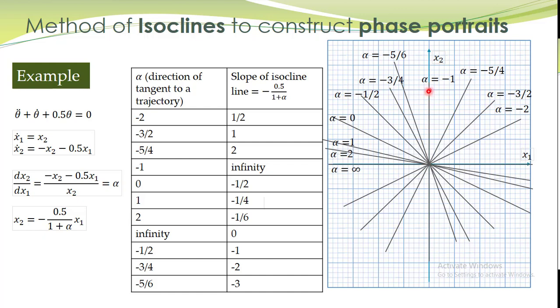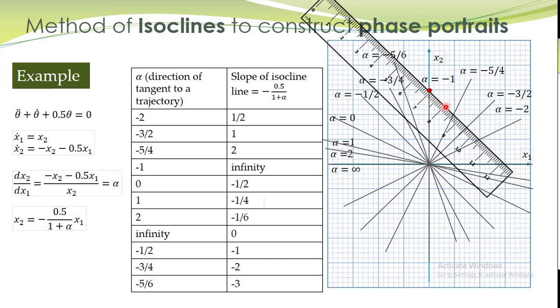phase portrait. So how should I move? How to draw a trajectory with slope equal to -1? For example, 1 box downwards and 1 box in this way. So that will be this point and this point. Joining these 2 points, we shall get a trajectory with a slope of -1. So here, this line sketched over here.